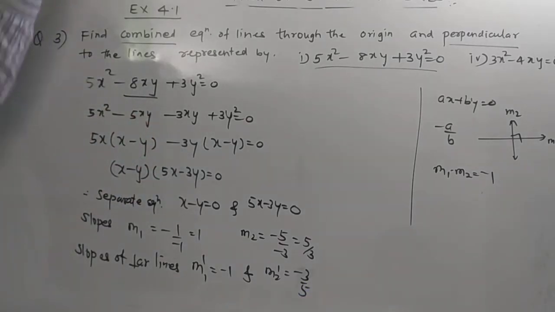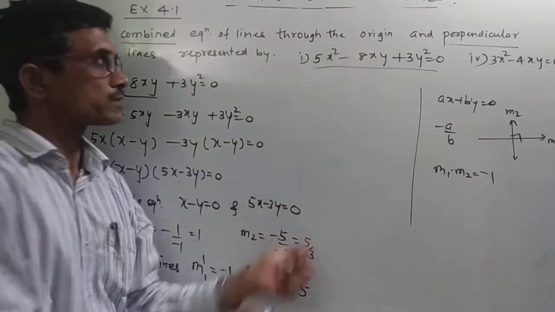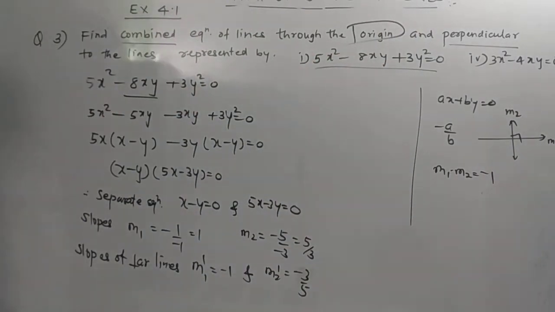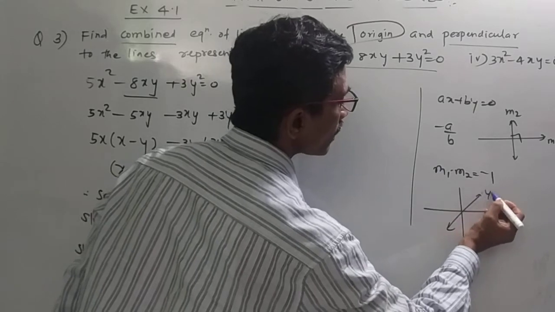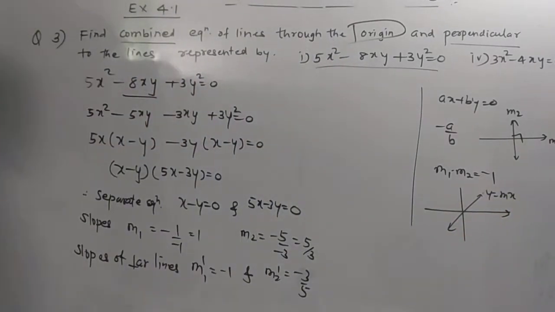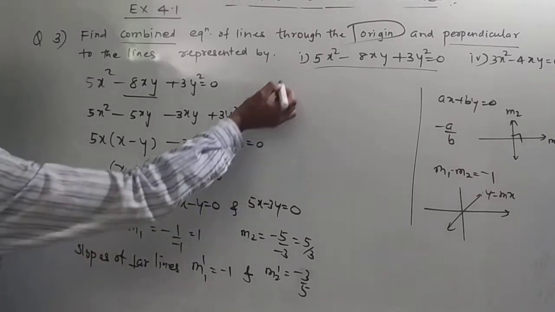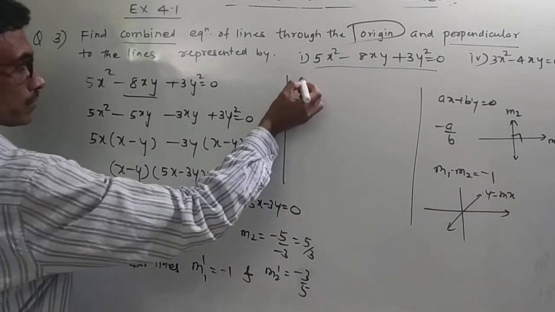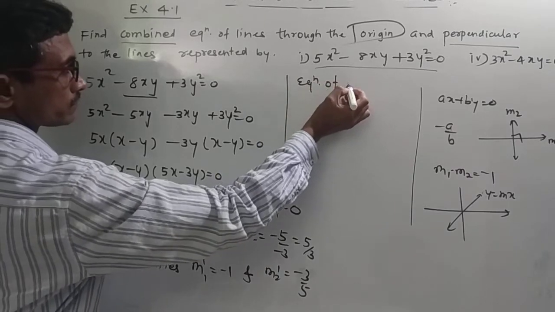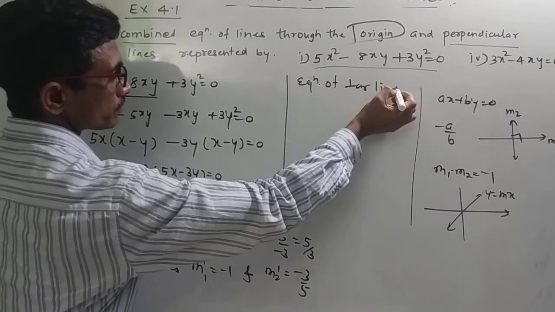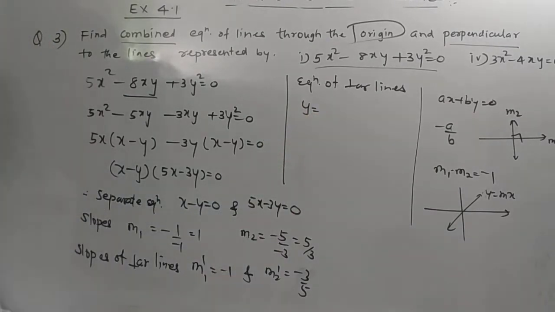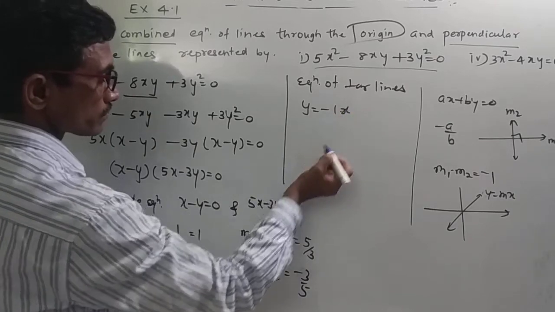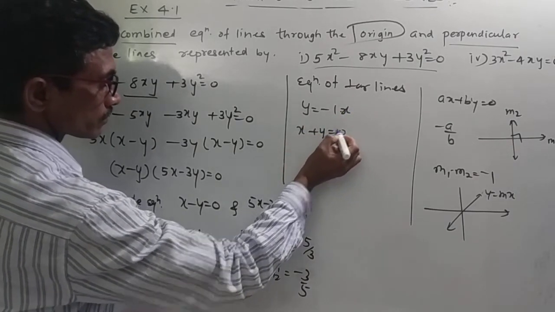Now as we want to find combined equation of pair of lines passing through the origin, means our required lines are passing through the origin. If our line is passing through origin, then its equation is y is equal to mx. Slopes are known to us. So equation of perpendicular lines will be y is equal to m1 dash x, that is minus 1 x. So x plus y is equal to 0.